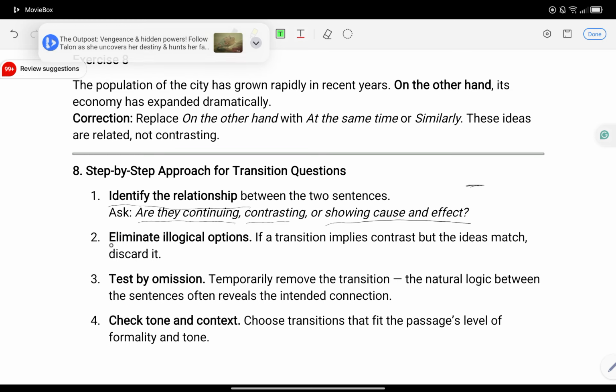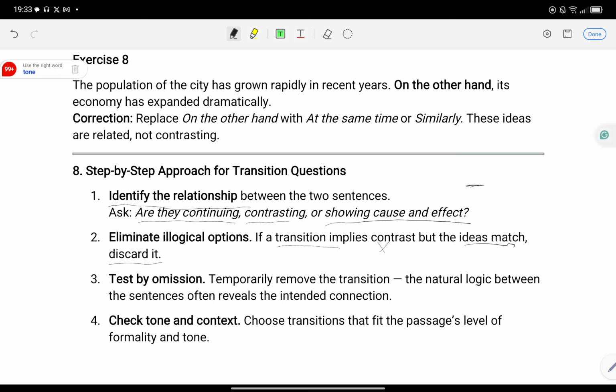Then eliminate illogical options. If a transition implies contrast but the ideas match, discard it. Clearly the transition is wrong. How can it imply contrast when the ideas match? So you have to remove the transition.